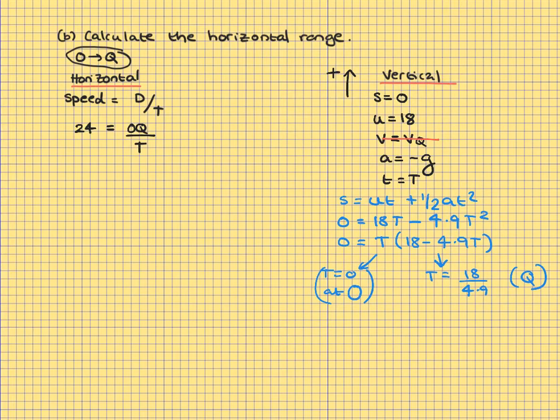So we'll substitute this value, which is equal to 3.673..., into this equation here. So we can work out that OQ is 24 multiplied by the time taken, which comes to 88.163, or 88.2 metres, to 3 significant figures.